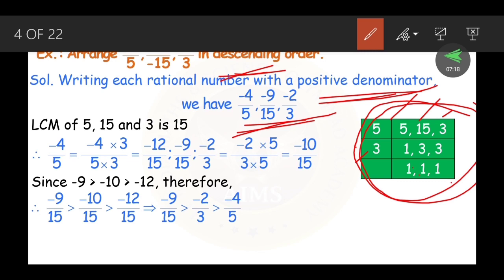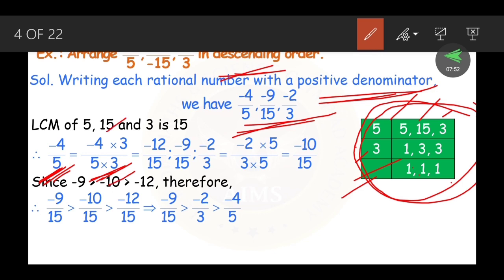3 ones are 3, so what is the LCM? 15 is the LCM. So what we have to do? We have to write the denominators in terms of the LCM. The denominator here is 5, but we need 15. For getting 15, what we have to do? We have to multiply both numerator and denominator with 3. So 5 3s are 15, 4 3s are 12.